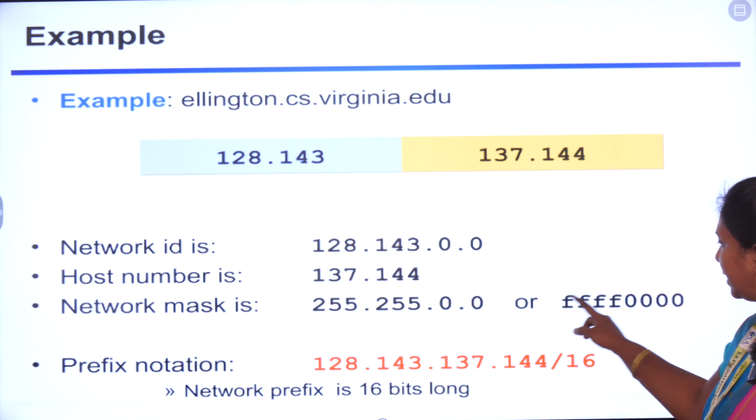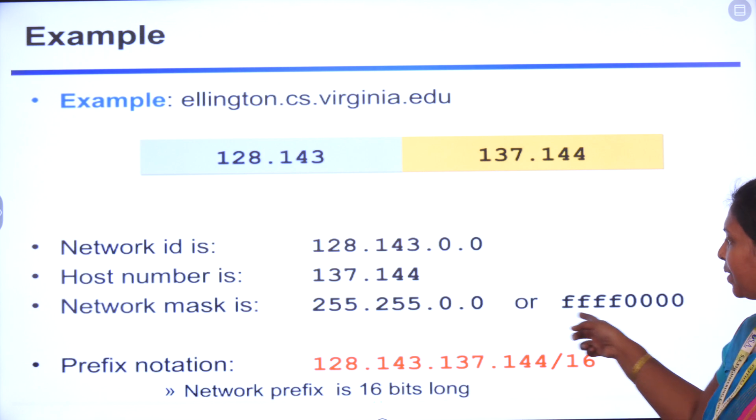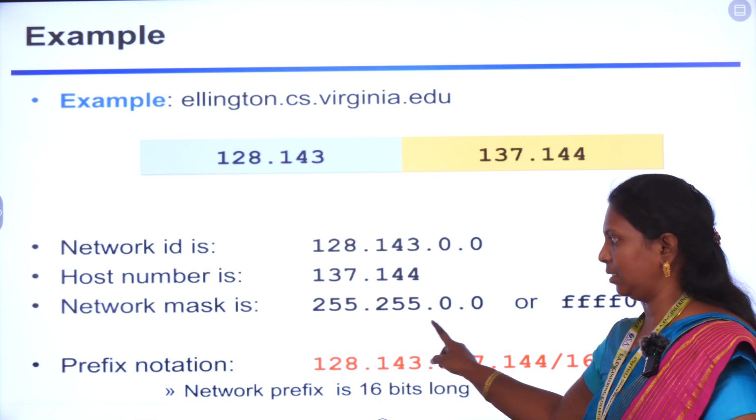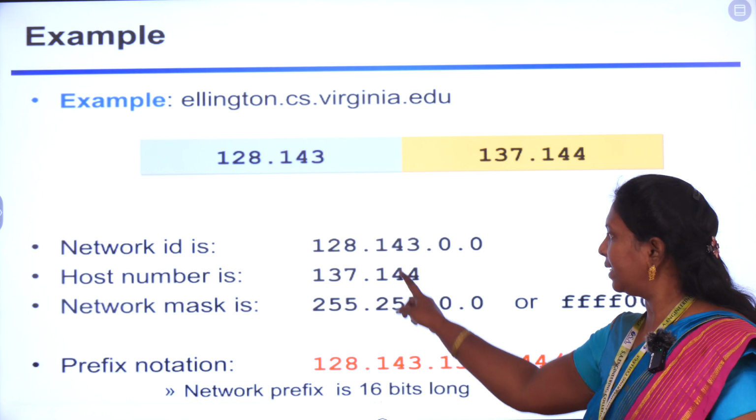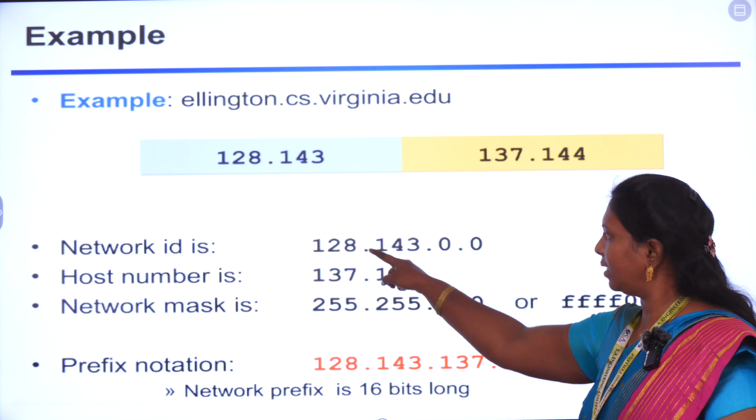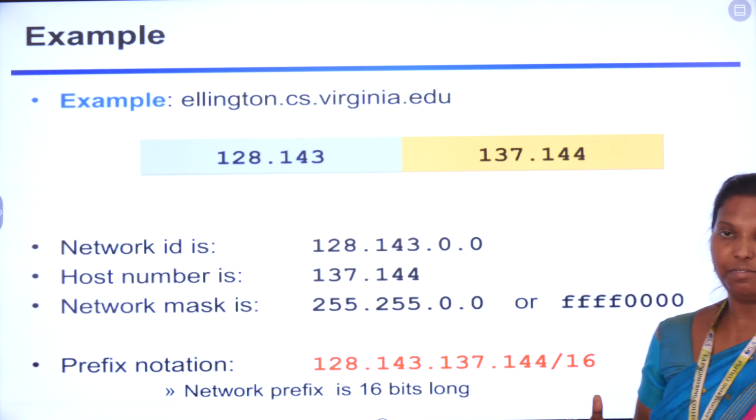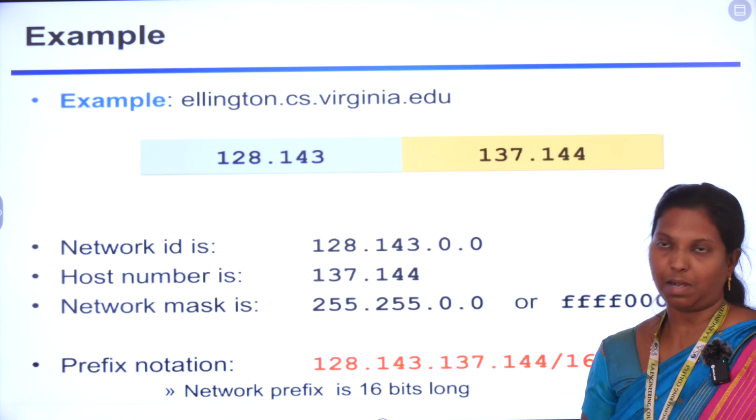So here it can be a hexadecimal also. That description also I have given. So here this is the main part. This is the network prefix and it can be from 0 to 255. So here I am giving 128.143. So up to the limit of 255 they can fix the network mask.